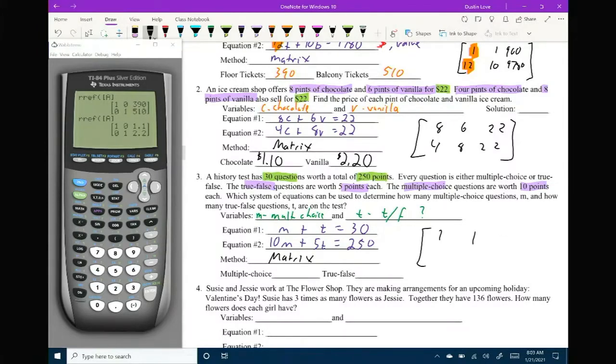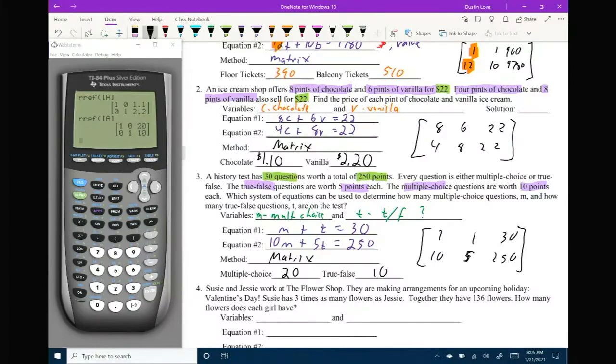Now, once again, all in standard form, I'm going to choose my matrix. So 1, 1, 30, 10, 5, 250. Go back to the matrix menu, over to edit, press enter to get past the dimensions. Now across the top, 1, enter, 30, enter, 10, enter, 5, enter, 250, enter. Now I'm going to quit out, pull up my RREF again. And now, again, first column is M, so multiple choice, there are 20 of those, and true false, there are 10.